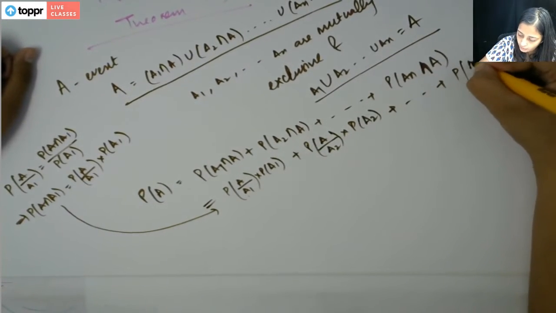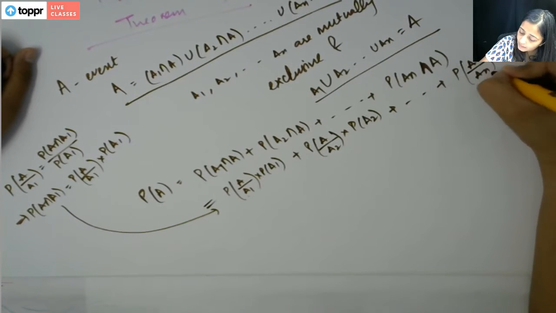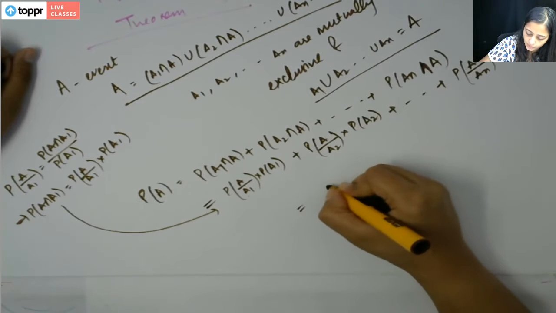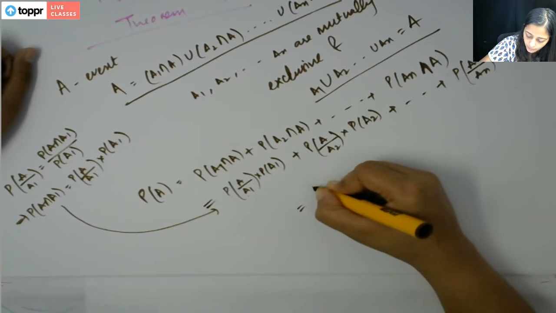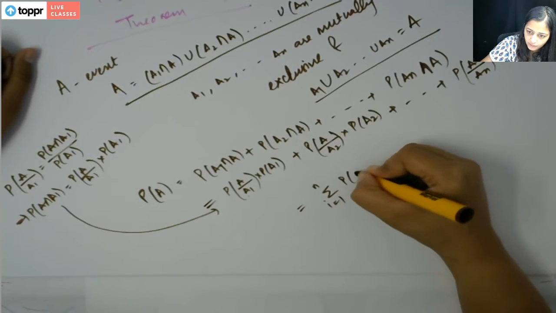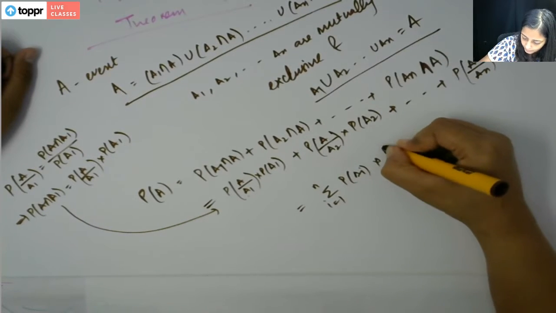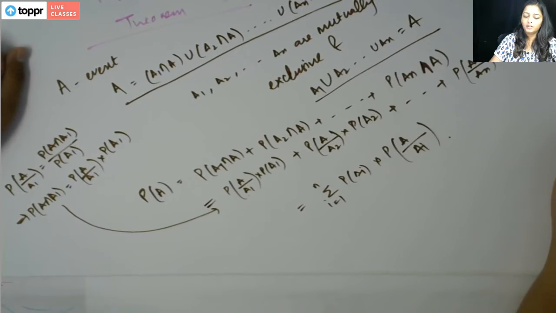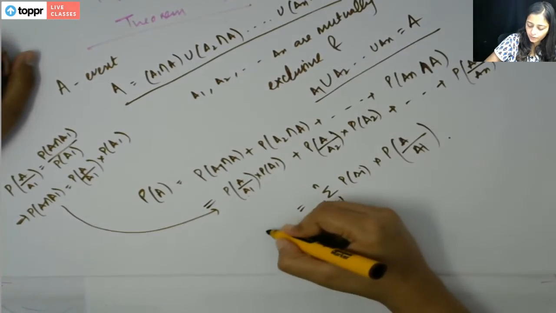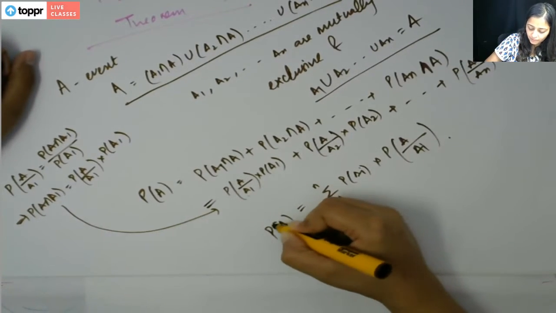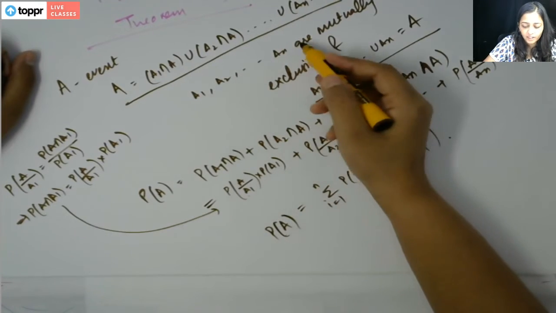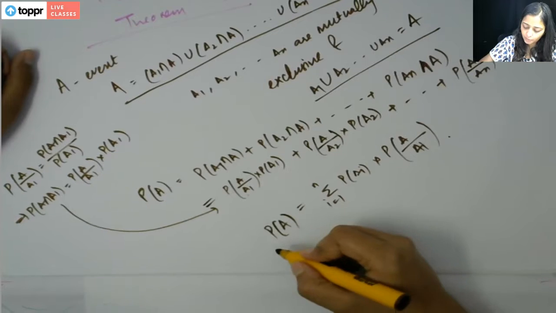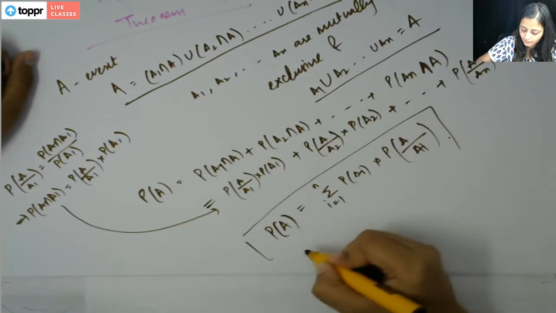as probability of A given AN multiplied by probability of AN. So it is equal to the summation from i equal to 1 to N of P of Ai multiplied by P of A given Ai. So this is the total probability theorem: if you have an event A which is divided into sub-events A1, A2, ..., AN which are mutually exclusive and their union is A, then the probability of A can be written as this.